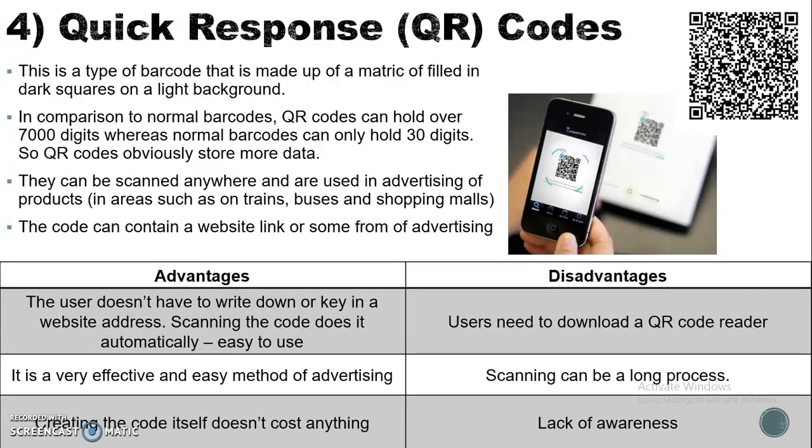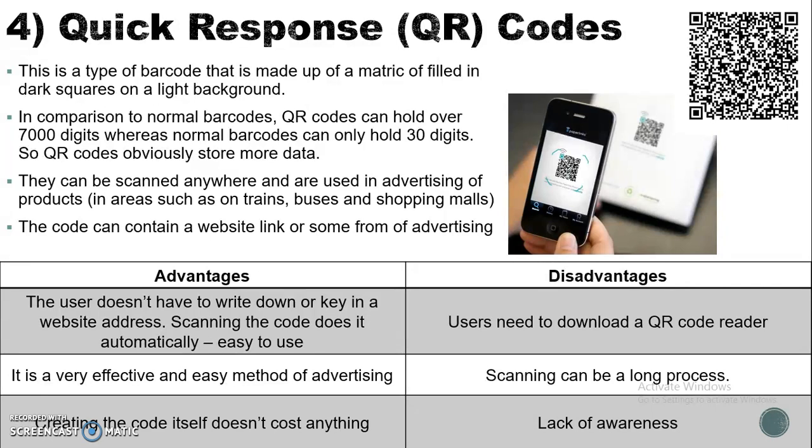Next I'm going to be talking about quick response codes, or QR codes. This is a type of barcode that is made up of a matrix filled in dark squares on a light background. In comparison to normal barcodes, QR codes can hold over 7,000 digits, whereas normal barcodes can only hold 30 digits. So QR codes are obviously able to store more data.